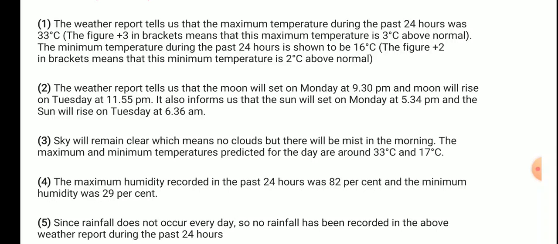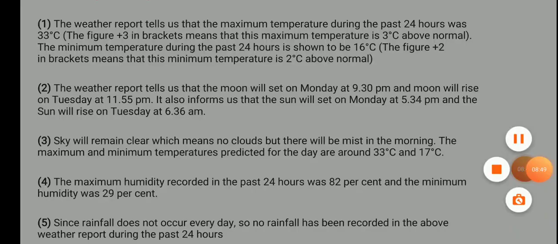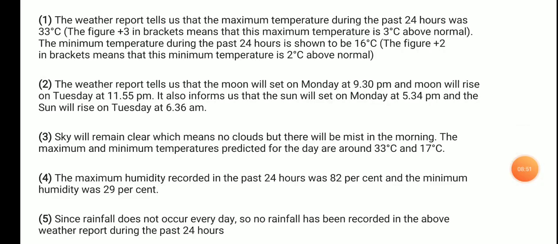The maximum humidity recorded in the past 24 hours was 82% and the minimum humidity was 29%. Fifth, since rainfall does not occur every day, no rainfall has been recorded in the above weather report during the past 24 hours. Okay, so this was the explanation of all the points that are included in a weather report.